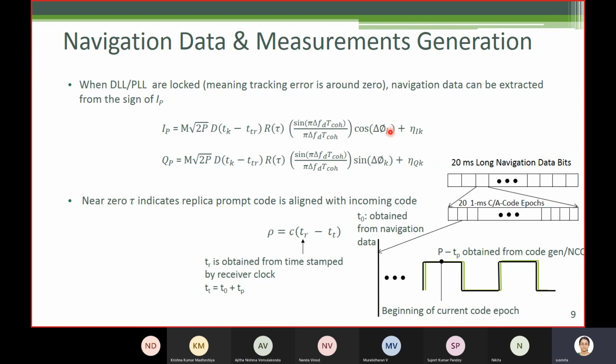Generally, this term is much larger than noise. We ignore noise at this point. The only term which can change its sign is D. So the sign of the in-phase prompt correlator will give the data bits. So this way we can extract the data bits from the sign of IP.